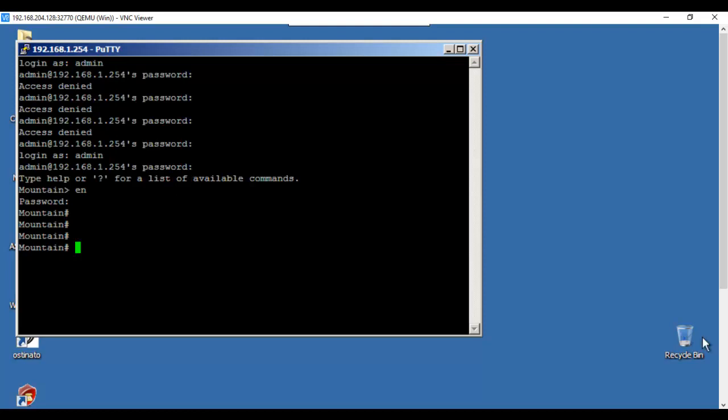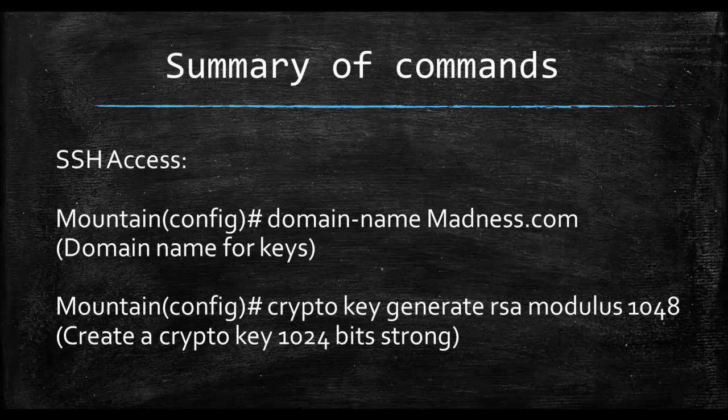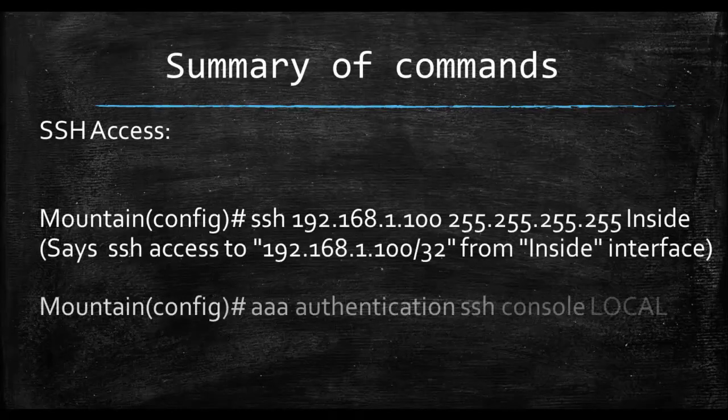Guys, let's go and verify the commands again so that we get a summary. The first was to make a domain name, madness.com. Then we created a crypto key: crypto key generate rsa modulus 1024. Then we allowed the admin's IP address 192.168.1.100 from the inside interface over SSH. And the last one was we told ASA to authenticate SSH from the local database. So now we have completed both our tasks. So I think we have finished for this.